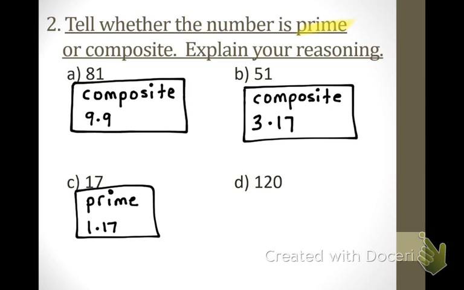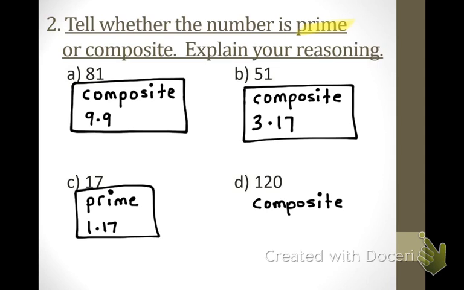Let's go to the next one, 120. Prime or composite? Composite. I would like someone to raise their hand and please explain your reasoning of how you figured out this is composite. Remember, composite means complicated. There's a lot more numbers than just one in itself.